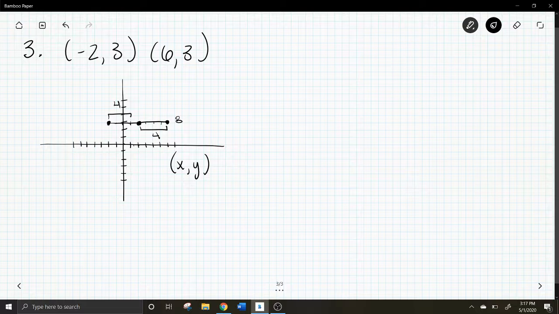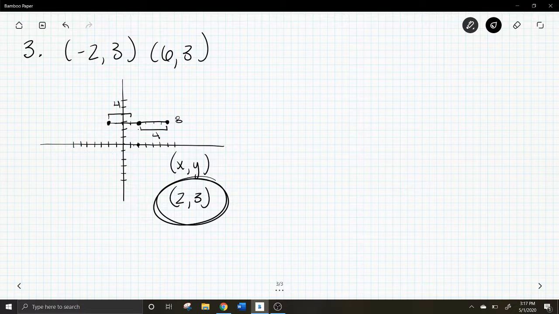So look on your x-axis, you went over 2 spaces. Then look on your y-axis, we went up 3. So that halfway point is 2, 3. All right, so make sure you remember that on your test, that you're going to want to plot those points, and then find the halfway mark.